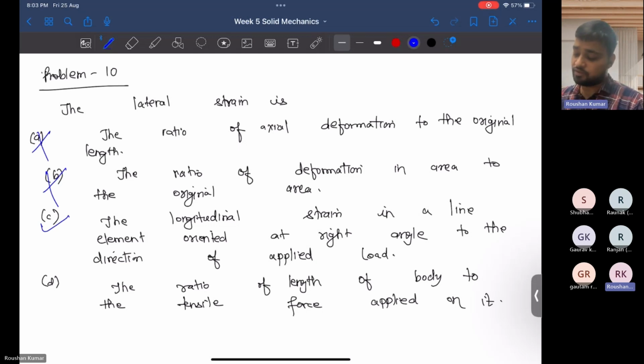The fourth option is the ratio of length of the body to the tensile force applied on it. No, this is a very incorrect option because here the length and the force are being compared. You can also say that this can't be possible because length has a different unit and force has a different unit, but we know that strain has no unit. So this is the wrong option. The correct option here is option C.